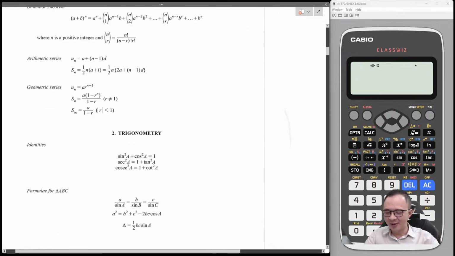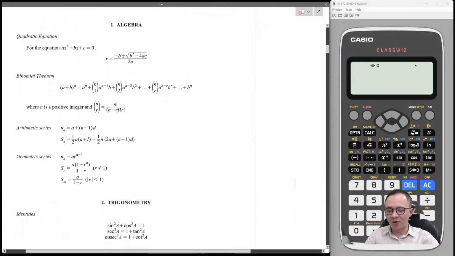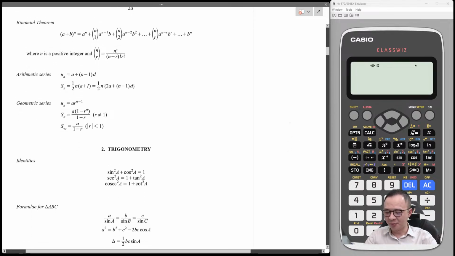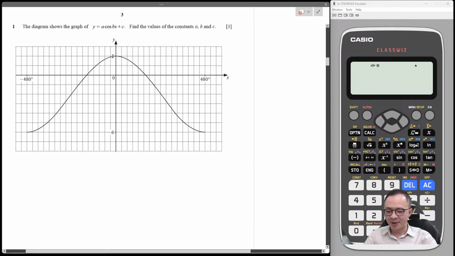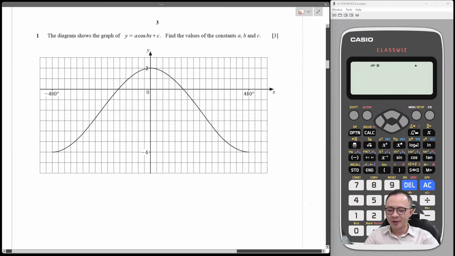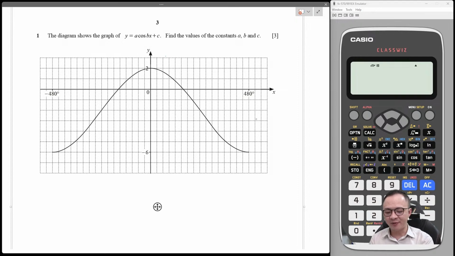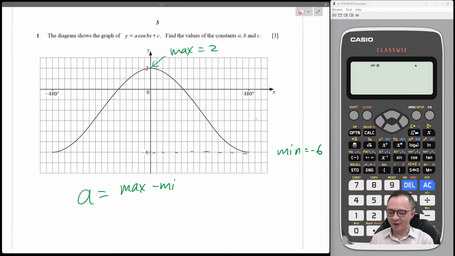So let's begin. These are all the formulas that will be given in the exam. You should be familiar with this one. Nothing very special. This is a very common graph for trigo. We know our maximum value is 2, and our minimum value is -6. If you want to find the amplitude, you can take the maximum minus minimum, divided by 2. This is one of the easiest ways.